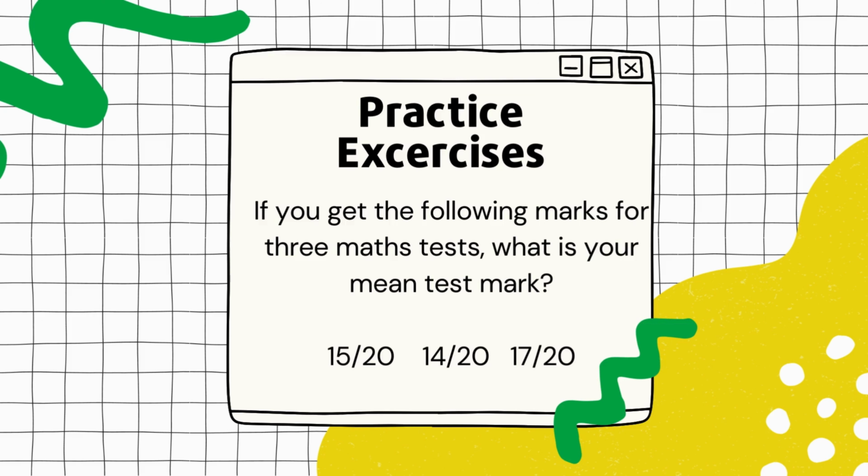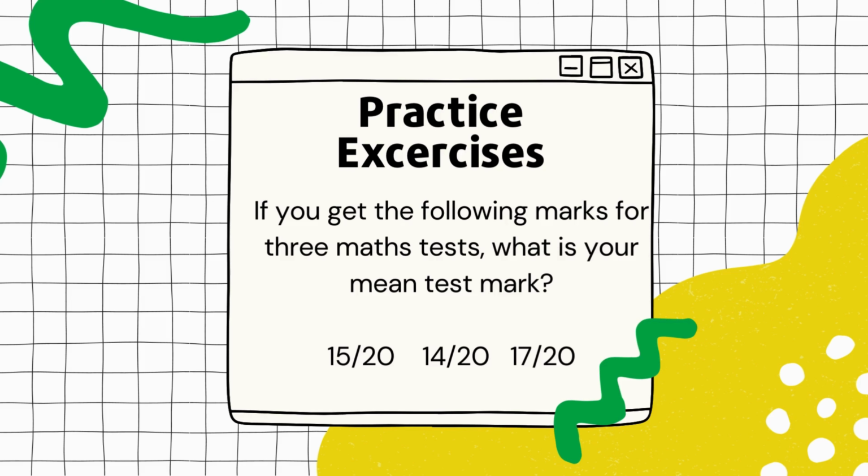And the trick I am going to give you, or the tip I should say, is that you're going to change this fraction into a percentage by multiplying it by 100. Remember, anytime you want to change a fraction to a percentage, you multiply it by 100. Okay? So the question is, if you get the following marks for three math tests, what is your mean test mark? So pause this video.